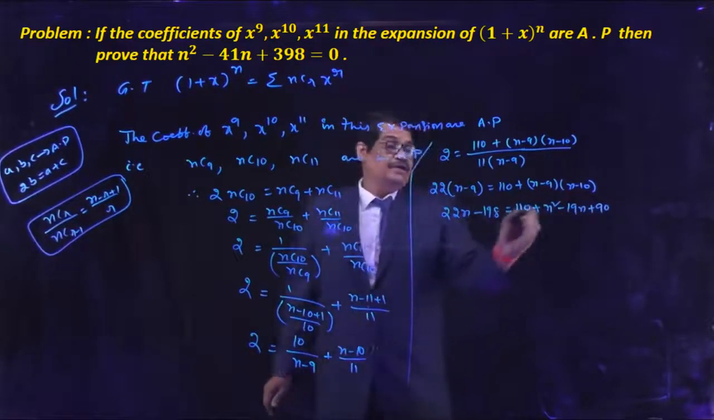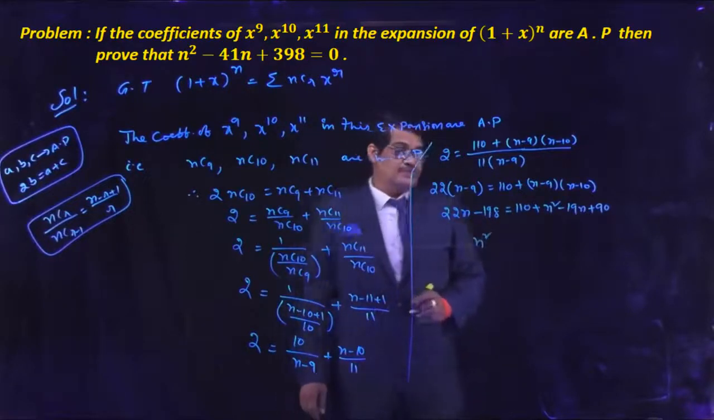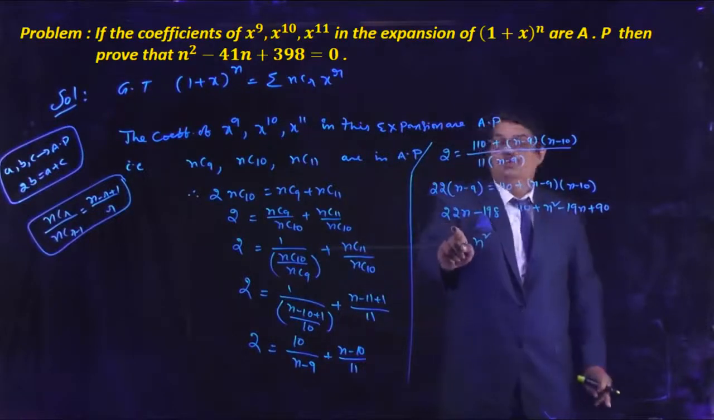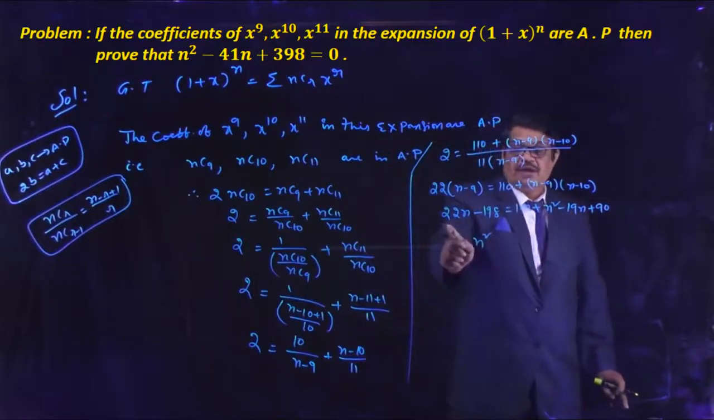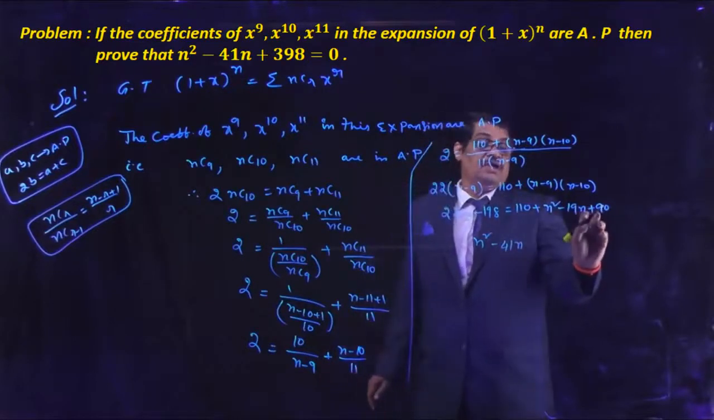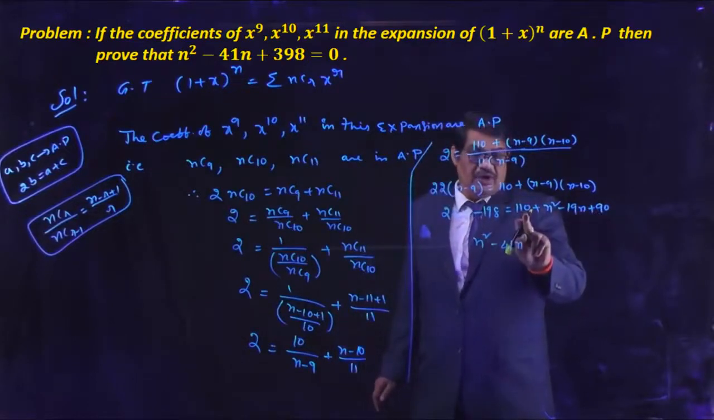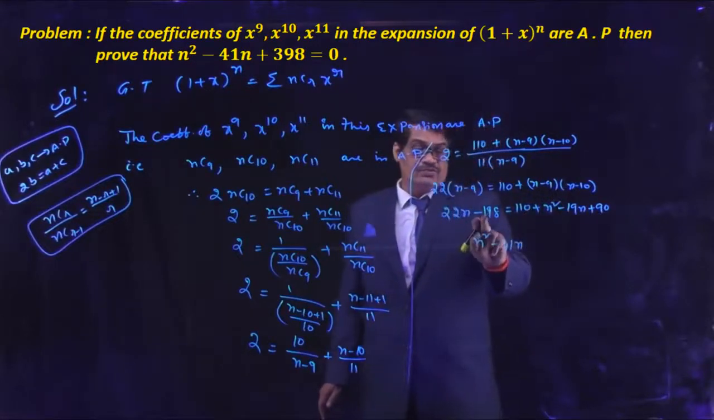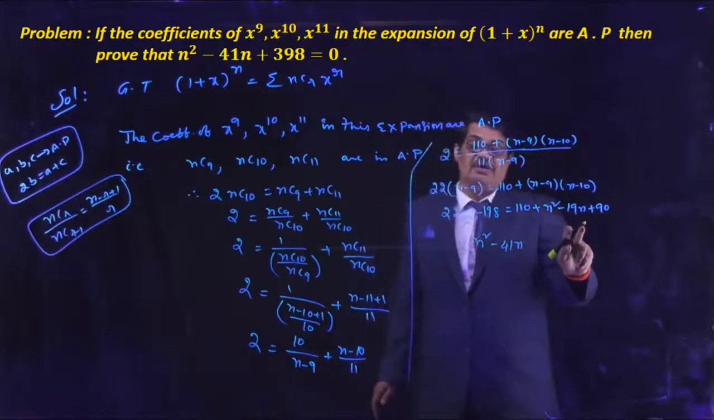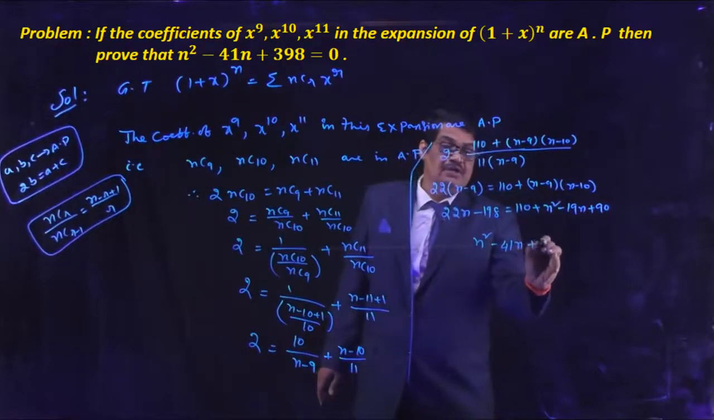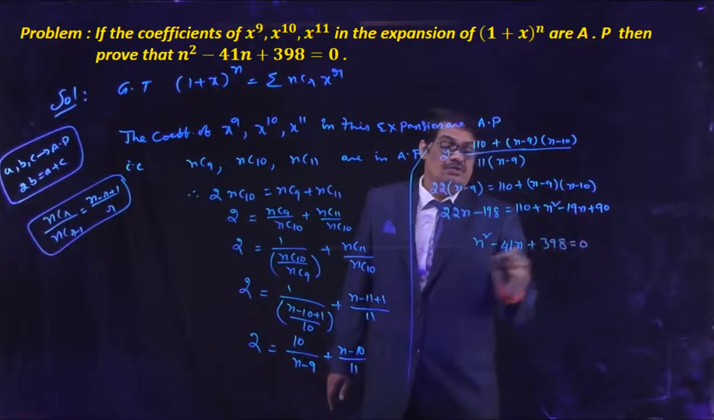Then we are getting here n square, here n square. Here minus 19n, here 22n, minus 19 minus 22n, that is minus 41n. Here 19 plus 110, that is 200. Here 1 minus 198 is moving to this side, that is plus 198. So here 200 plus 198, that is plus 398 is equal to 0.